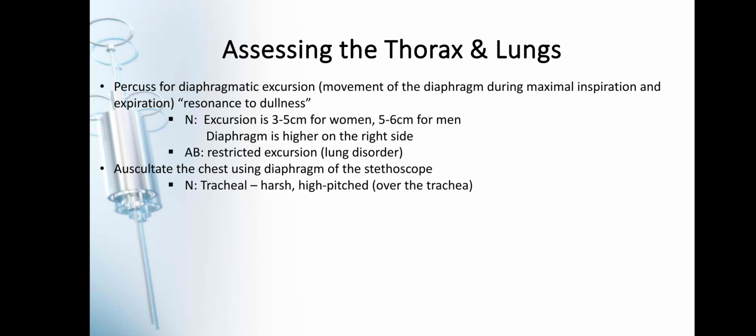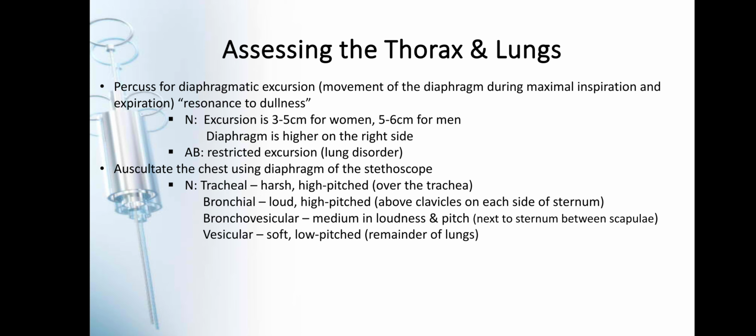So, after percussion, we have auscultation. We auscultate the chest using the diaphragm of the stethoscope. Again, the diaphragm is the bigger part of our stethoscope, which we use to appreciate the loud sounds of our lungs. These are the kinds of normal breath sounds we will hear. Tracheal sounds are harsh and high-pitched, and are usually heard over the trachea.